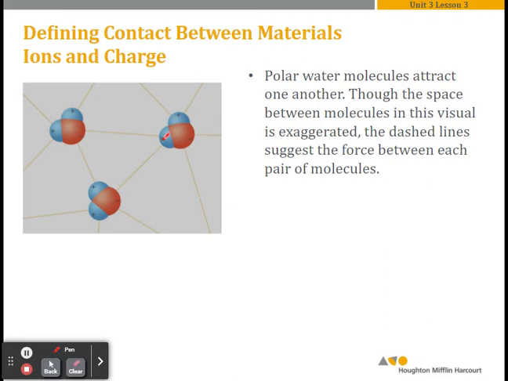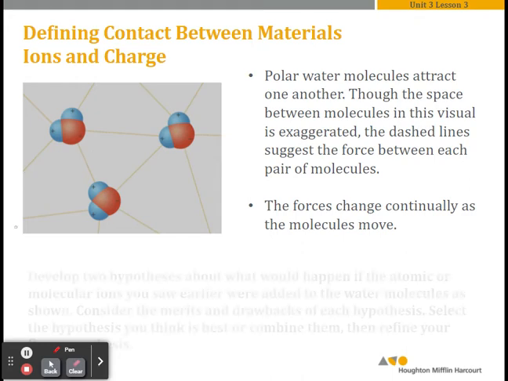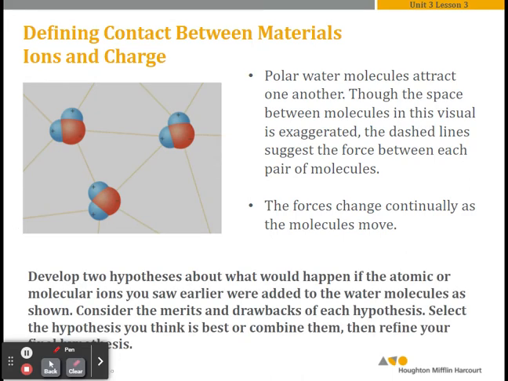So these lines between the molecules represent forces, attractive electrostatic forces, which we've learned about. The forces change continually as the molecules move. This is water. Molecules don't stay in place. They move, they rotate, and the hotter it gets, the more they move, the more they spin, and the more they rotate.